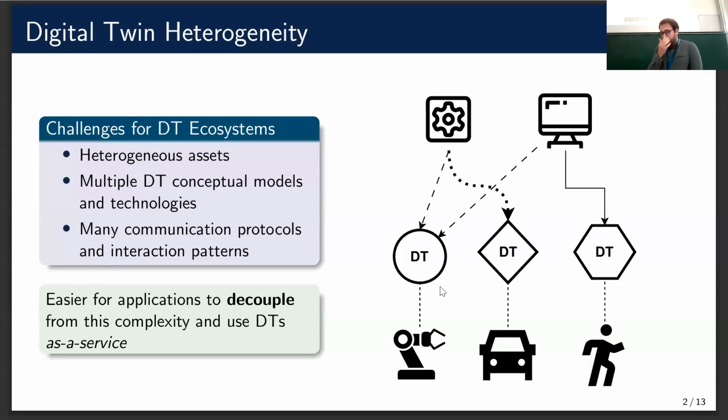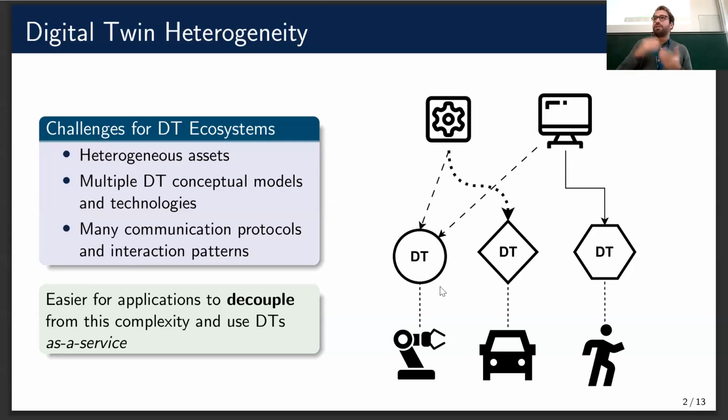And in this context, the main challenge that we see is heterogeneity, and the first speaker before me really put an emphasis on that. We have heterogeneity at the asset level, so you cannot see it, but I may have a robot, a car, or a person. I can make digital twins, and we've seen lots of applications.